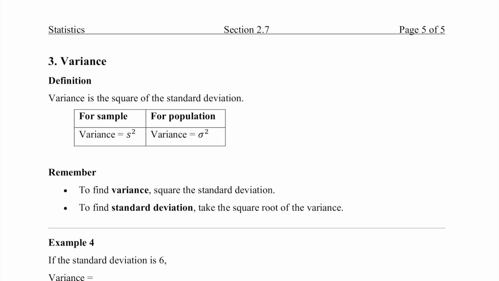A good way to remember this relationship is: to find variance, we square the standard deviation. To find the standard deviation, we take the square root of the variance. Let's look at a couple of examples.